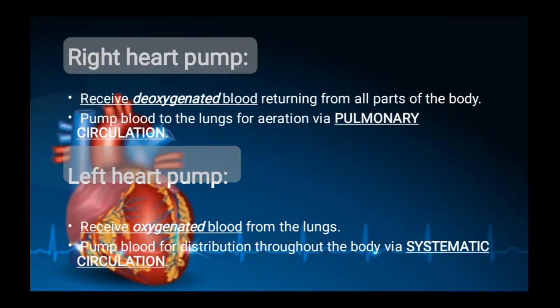The right heart pump receives the deoxygenated blood returning from all parts of the body and pumps blood to the lungs for aeration via pulmonary circulation, while the left heart pump receives oxygenated blood from the lungs and pumps blood for distribution throughout the body via systemic circulation. And here's a video showing the systemic and pulmonary circulation.